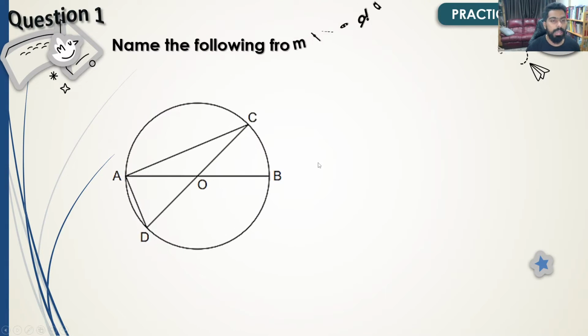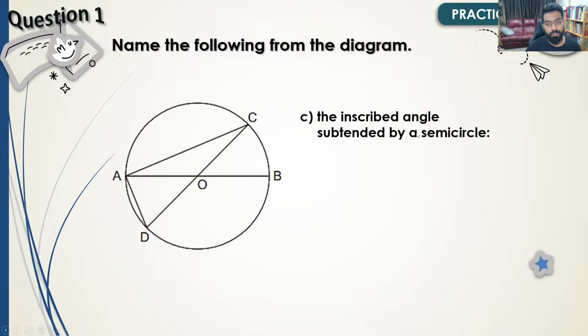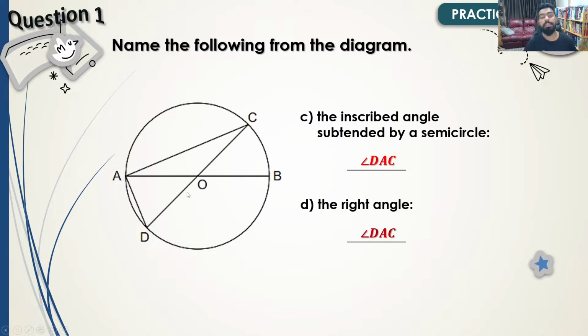Now what do we have here? Now the inscribed angle subtended by a semicircle. Ooh, what I want you to do is click the pause button. All right, try and think by yourself and come back and check the right answer. So subtended by the semicircle, guys, will be DAC, right? And the right angle in this case will also be DAC, right?